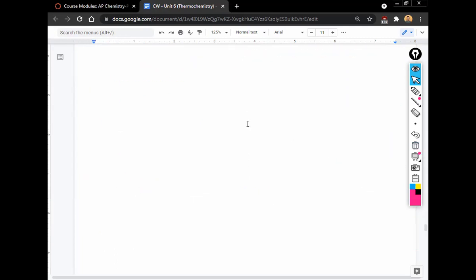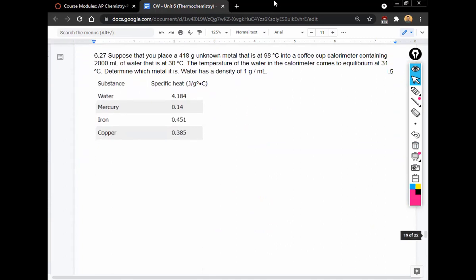Okay, so let's go on to 6.27. This is another calorimetry problem. Okay. So what I want you guys to do is we're gonna do the calculations together. It's a little different than the one that we just did, but I want you guys to just draw the system. I want you guys to draw what's going on in this calorimeter. Try to make sense of what the problem is asking you to find.